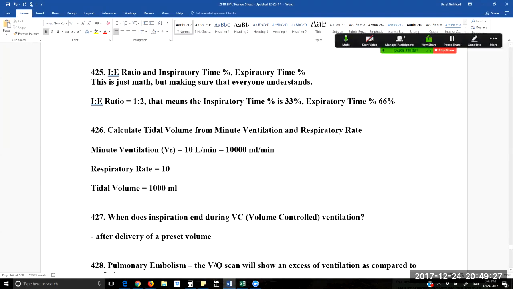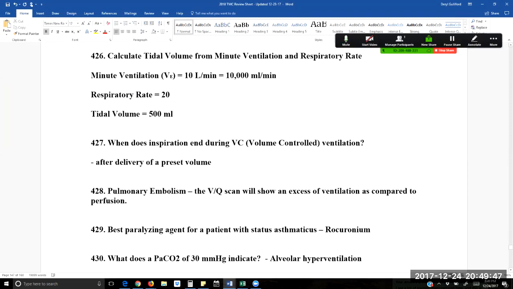So minute ventilation, 10 liters per minute is 10,000 milliliters per minute, right? And then a rate of 10 gives you a tidal volume of 1,000. That's unrealistic. So let's go ahead and make this rate 20, and then that becomes 500 and makes a better example for everybody that uses it. Ta-da!